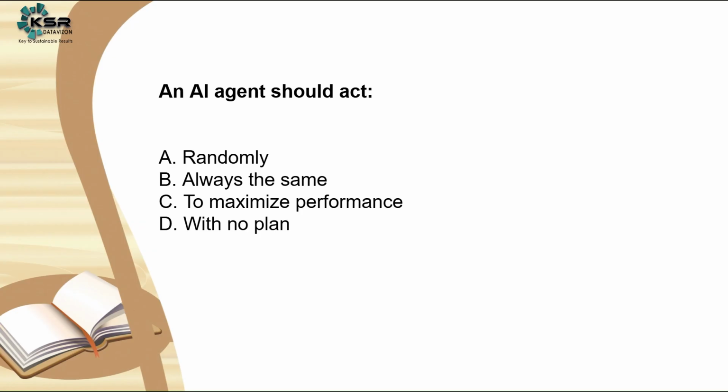Option D, with no plan. We had a plan in the AI agent, right? Based on our prior knowledge and understanding of the environment, achieving the goal is the main thing. To maximize performance, option C, that's the right answer. Basically, we are trying to improve the user experience, and what we have achieved in our example clearly illustrates that it is to maximize the performance.